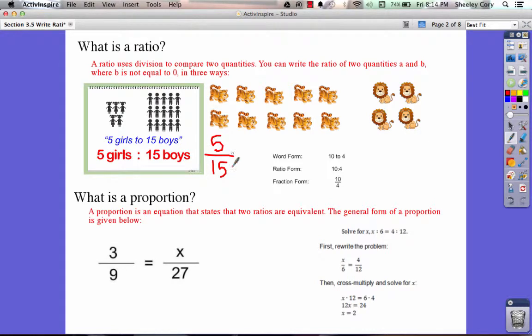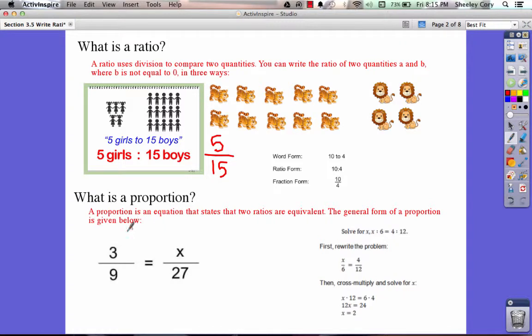Alright, and this is just a ratio. It's just comparing the number of girls to the number of boys. 5 girls to 15 boys. In this example, we got the 10 to 4 and then 10 over 4. We're comparing 10 tigers to 4 lions. Okay, so a ratio is just when we use division to compare two different quantities.